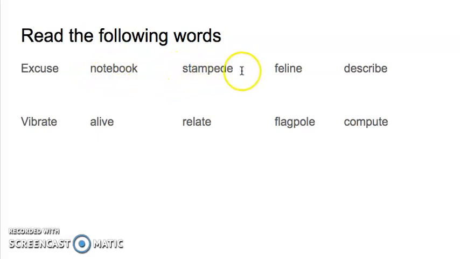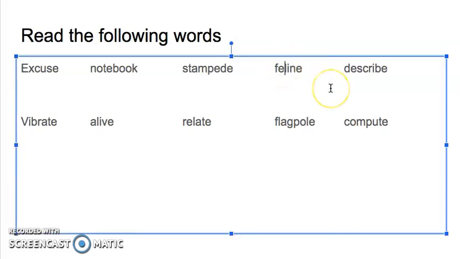Stampede. Again, we have our consonant, vowel, consonant, E. This E will make this E say its name, stampede. Feline. Now this E says its name because it's an open syllable, like from last week. But this I says its name because of the E at the end, feline. Describe. We have our consonant, vowel, consonant, E right at the end so that I will say its name.